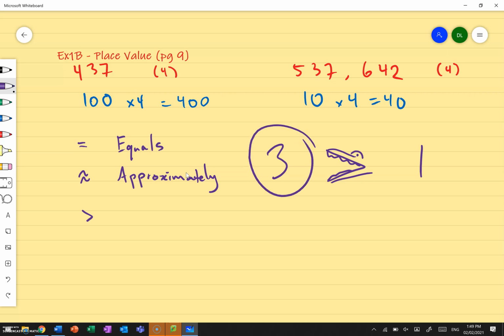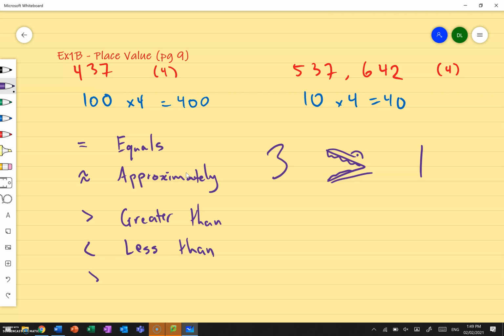That's actually not bad. So the alligator wants to eat the bigger piece, so it's going to eat this one. Okay? So the alligator eats the biggest one, so this one is greater than. So the number on the left is greater than the number on the right. And so the opposite way would be? Less than or lesser than. Good work.